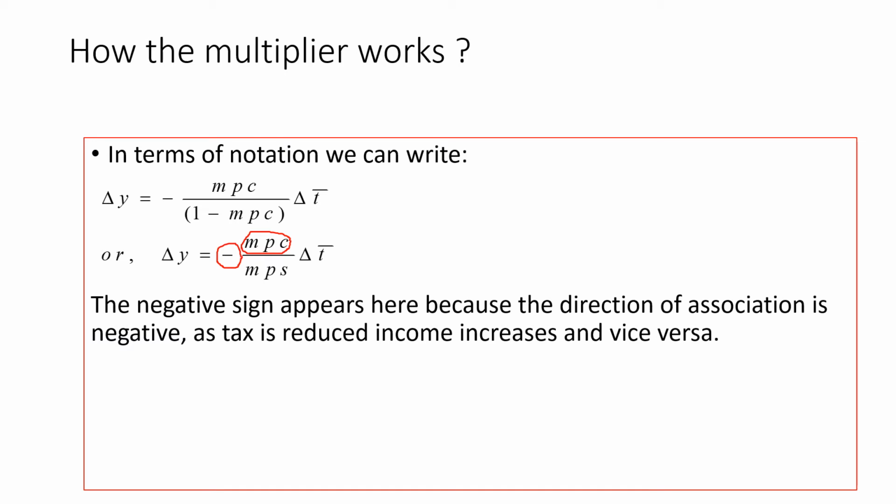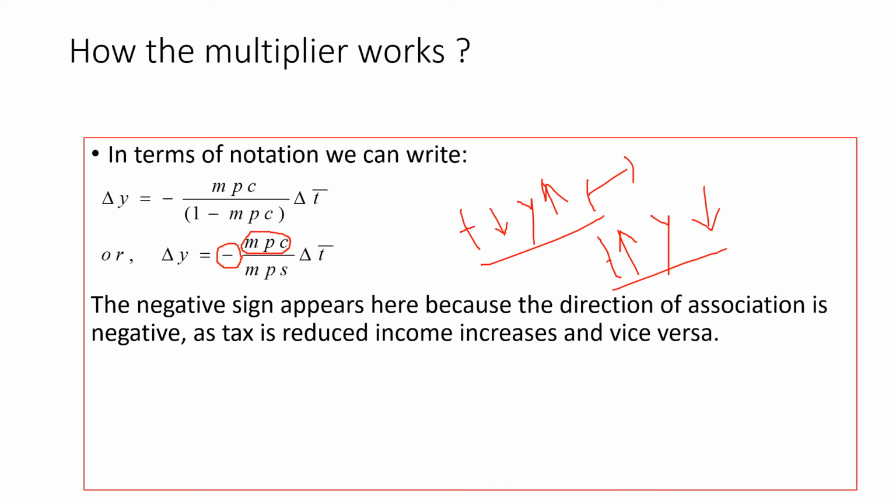Why is this negative? Negative because it works inversely. If there is a tax cut, then there will be an increase in income. So the relationship is inverse. If there is a tax cut, y will increase. So this is why there is a negative sign. If the government decides to increase tax, that's going to reduce income. Because the relationship is inverse, that's why there is a negative sign.